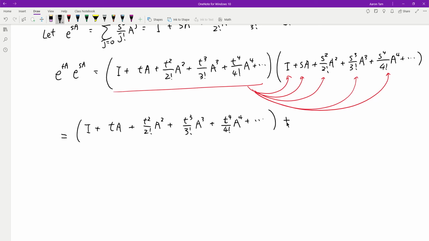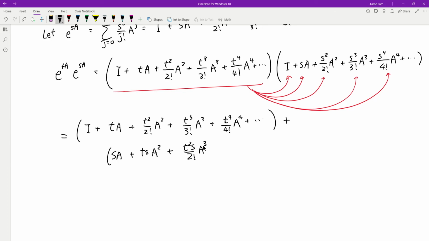Now my second multiplication will be taking this whole thing and multiplying by sa. So when I do that, I do want to line up my terms properly. If I take I times sa, I get sa. If I take ta times sa, I get tsa squared. Okay, everyone hopefully sees what I'm doing. I'm placing I times sa, ta times sa, and now t squared over 2 factorial a squared times sa would become t squared s over 2 factorial a to the third.